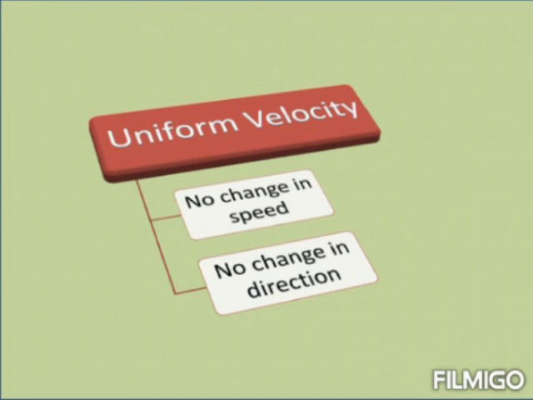Students, if the speed and the direction of a body do not change, in such a case the body possesses uniform velocity. And if the body covers equal displacement in equal intervals of time but changes its direction, the body does not possess uniform velocity. That is, the velocity of a body during any interval of time has the same magnitude and direction. If there is no change in speed and no change in direction, that velocity is called uniform velocity.